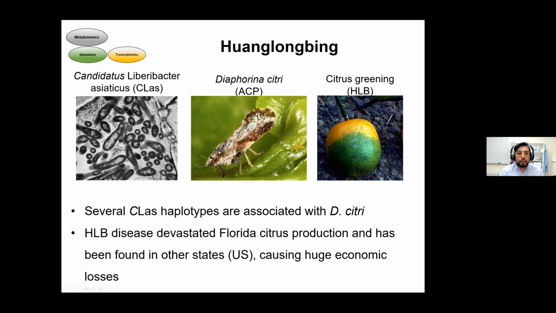Several haplotypes of Wolbachia have been associated with Diaphorina citri, but there are so many. I did an experiment in which I used different primers, and I detected at least 10 different haplotypes of Wolbachia in one grove. And this disease has devastated Florida citrus production. 20 years ago, Florida had almost 900,000 acres, and now they only have 500,000, and it's reducing year by year.